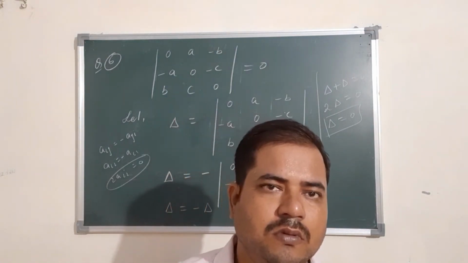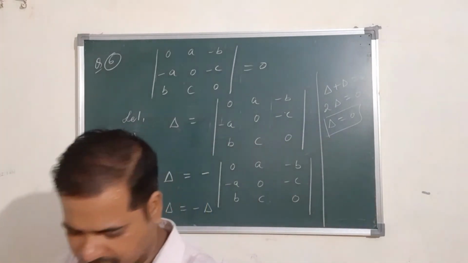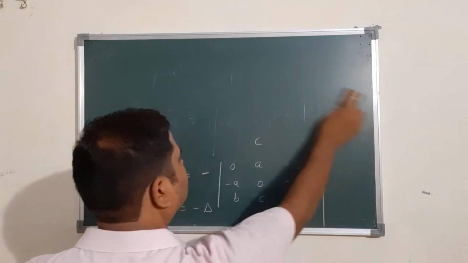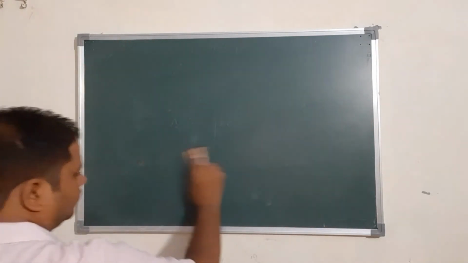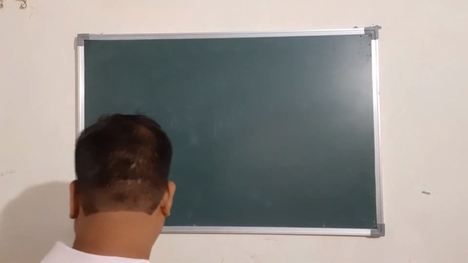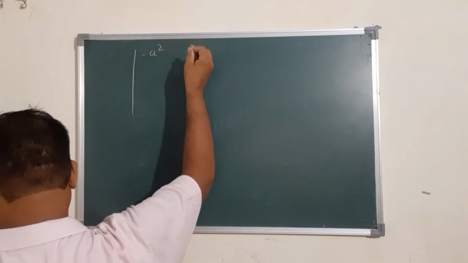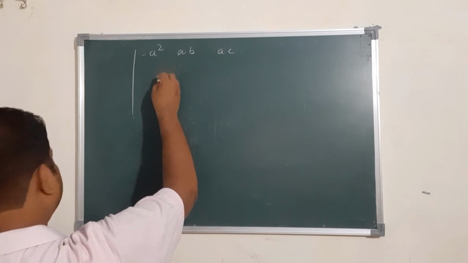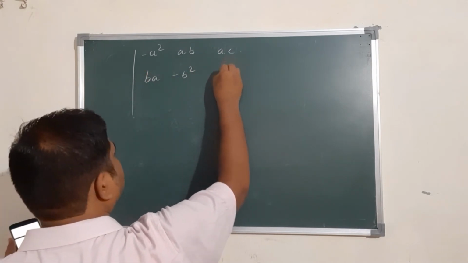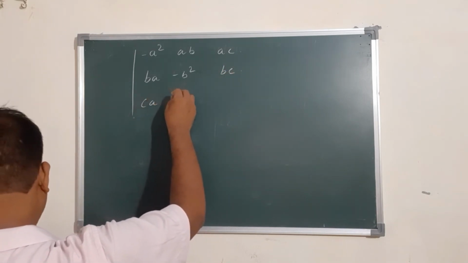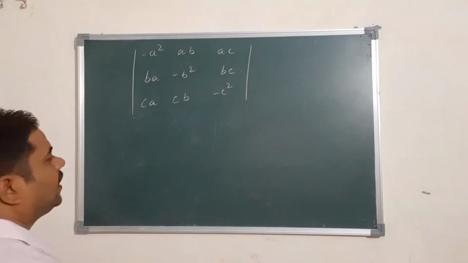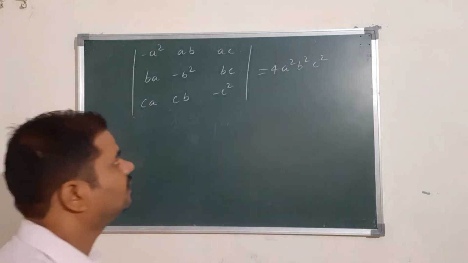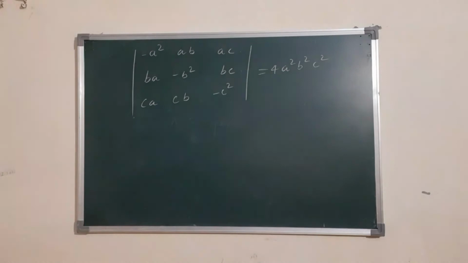Question number 7. The determinant is minus a square, ab, ac; ba, minus b square, bc; ca, cb, minus c square, and this is equal to 4 times a square b square c square. So let us try it.